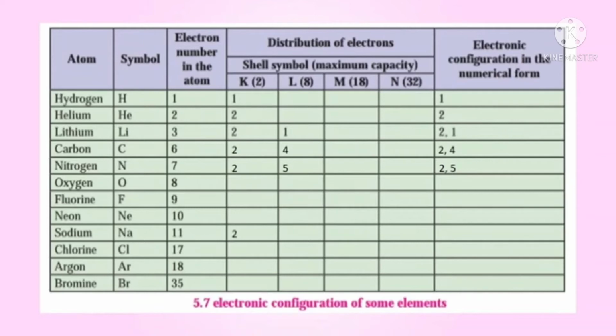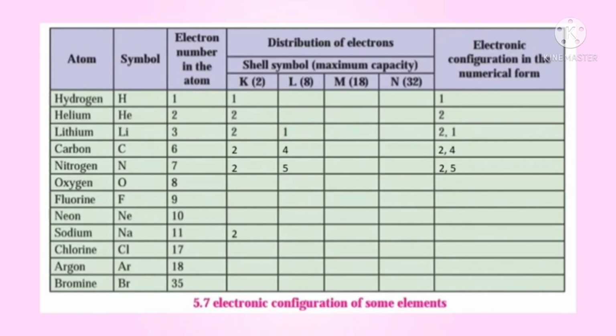Next we will learn for sodium. In this way you can write for oxygen also, fluorine also and neon also. Let's consider sodium. The atomic number is 11. Maximum capacity of the K shell is 2. 11 minus 2 is 9.